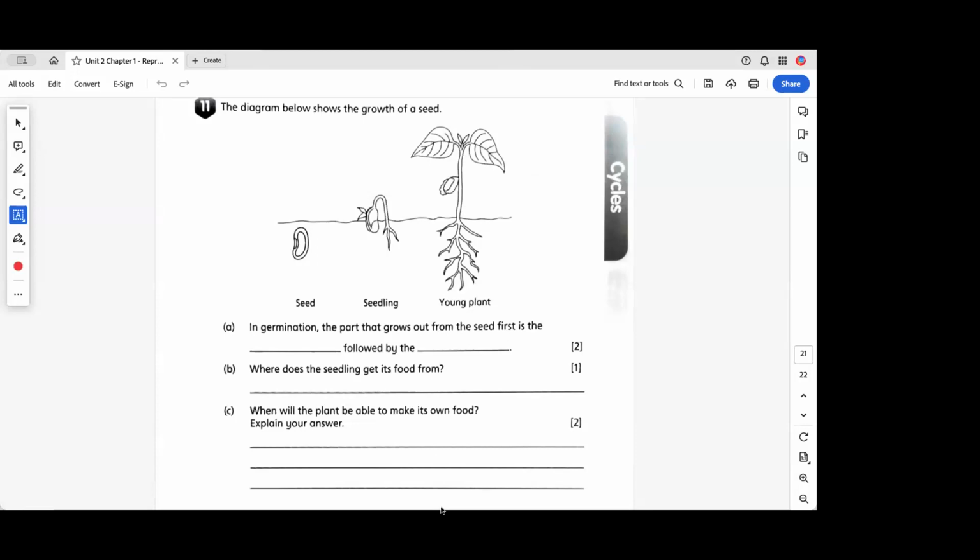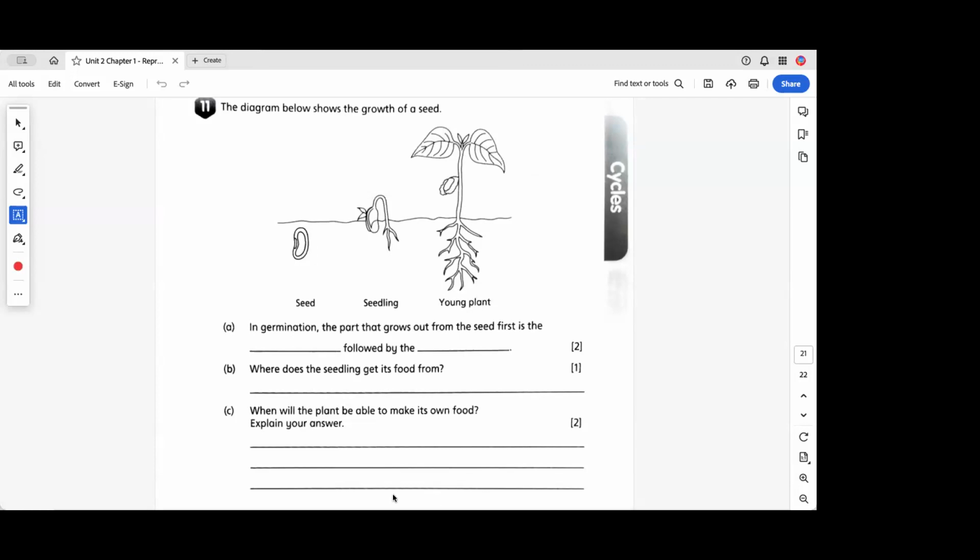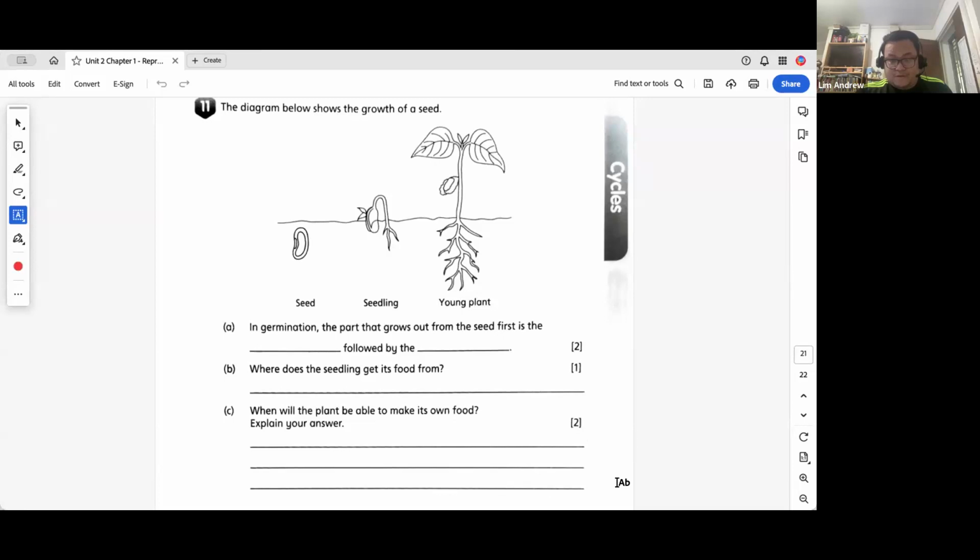In germination, the part that grows from the seed first is the roots. Then it is followed by the stem. All right, very good. Thank you very much. So yes, you are right. The part that grows first is the roots, followed by the shoot. We don't call it a stem, you call it a shoot, all right?